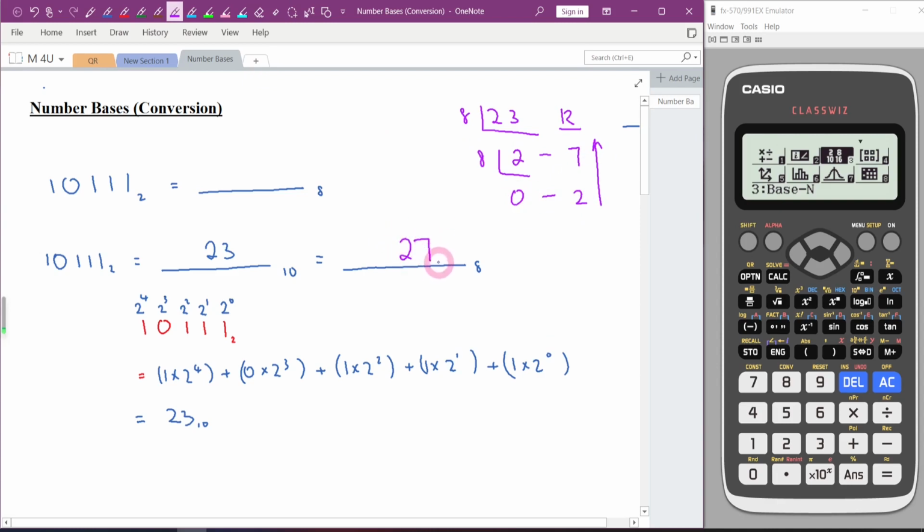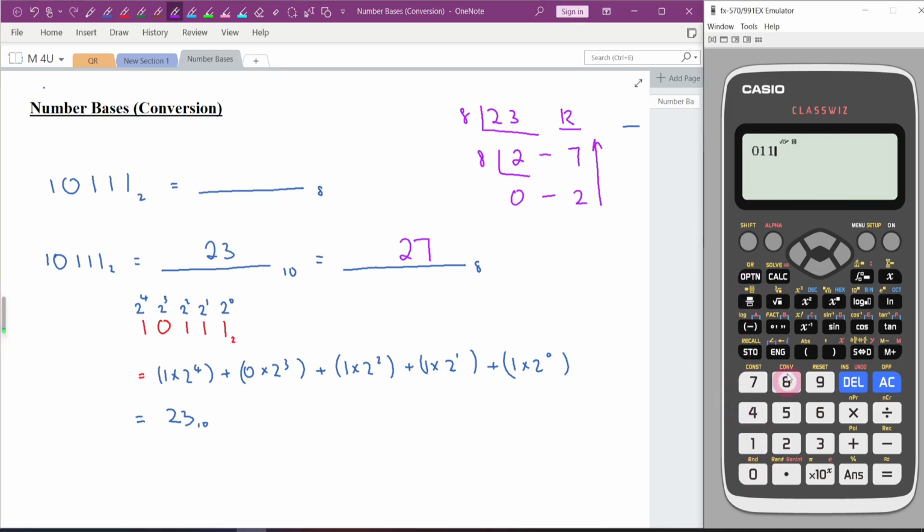Sorry, not 27. This is base 8. We cannot read this as 27. This is 27 base 8. Okay? So this one we can read it as 23. So now let's use our calculator to help us check the answer. Oh, sorry. Let me go back to this.